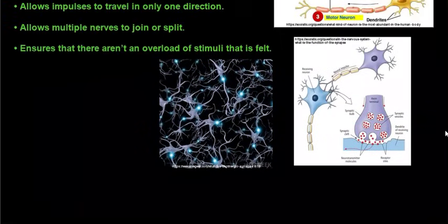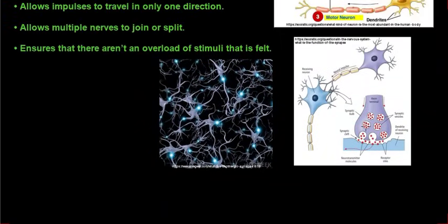Looking at this in a more zoomed in version, so looking at that area over there, we've got the terminal branch of one neuron coming close to the dendrite of the next. So this is the terminal branch, and then this is the dendrite of the next one. That little area over there is known as the synaptic cleft or the synaptic gap, and it's through that gap that the impulse has to travel in order to get to the next neuron.